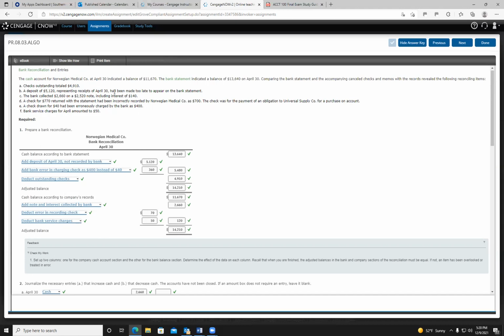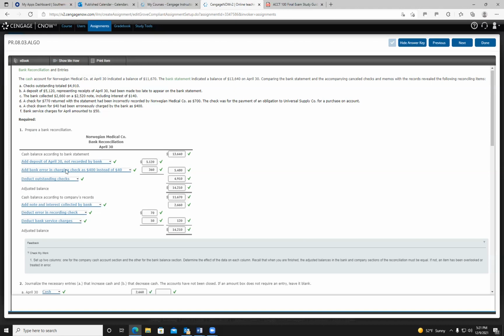C, the bank collected $2,660 on a note with interest. So we need to record that on our books. A check for $770 returned with the statement had been incorrectly recorded. Okay. The check was for the payment of an obligation for a purchase on account. All right, so that's going to affect our accounts receivable. A check drawn for $40 had been accidentally charged by the bank as $400, and then we have a bank service charge for April in the amount of $50.